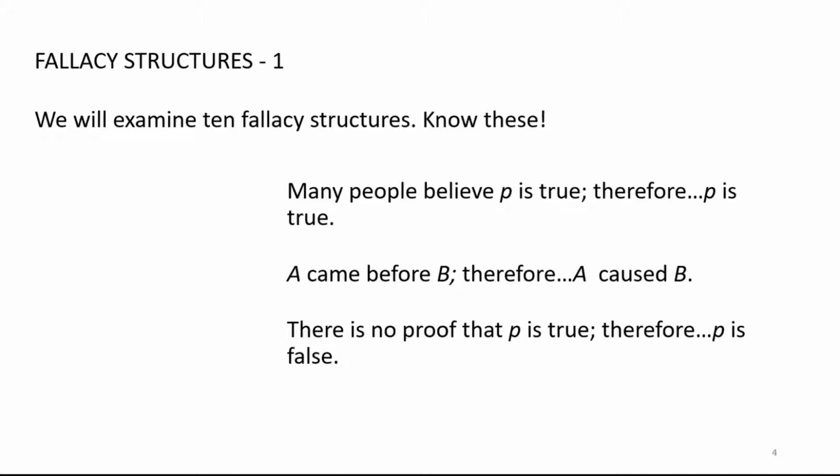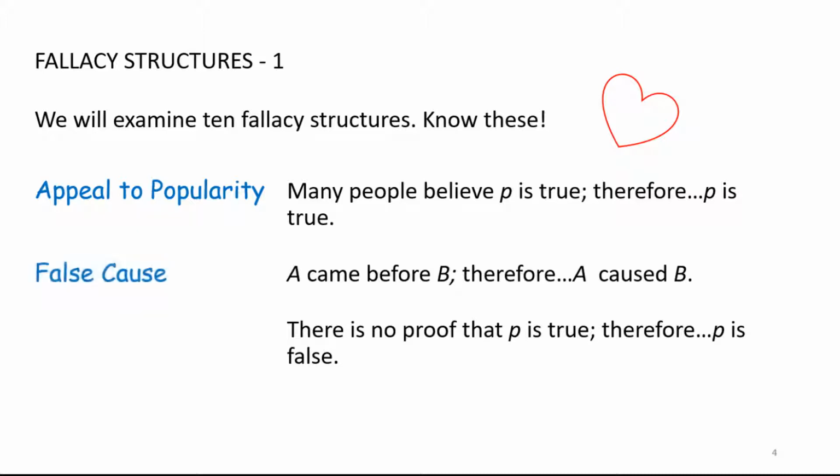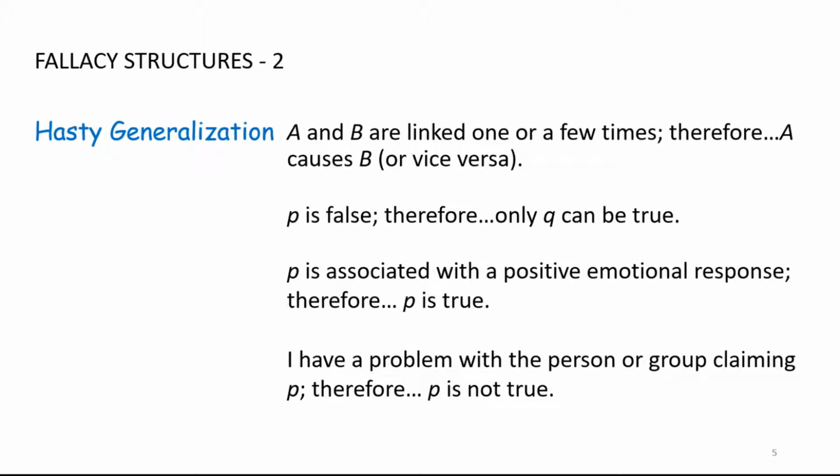Fallacy structures. We are now ready to examine our 10 fallacy structures. You will need to know these by heart. Appeal to popularity: many people believe P is true, therefore P must be true. False cause: A came before B, therefore A caused B. Appeal to ignorance: there is no proof that P is true, therefore P is false. Hasty generalization: A and B are linked one or a few times, therefore A causes B, or vice versa.